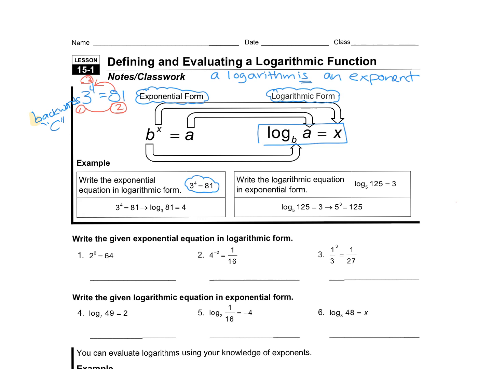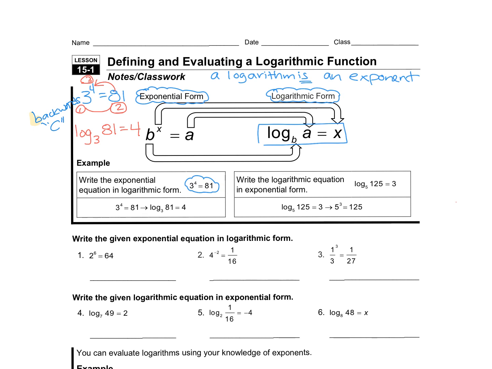So let's start it. My log base 3. So I'm going to write a little subscript 3. That was my first number in my backward C. It's the first number I write in my logarithm of 81. That's the second number in my backward C. So I'm going to write that second, equals my exponent of 4. That was the third number in my backward C, and it's the number I write third.